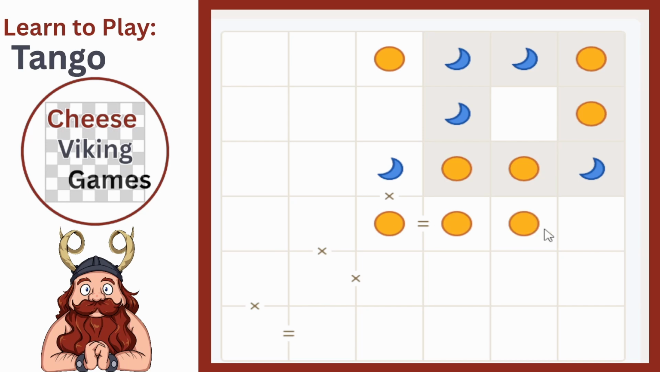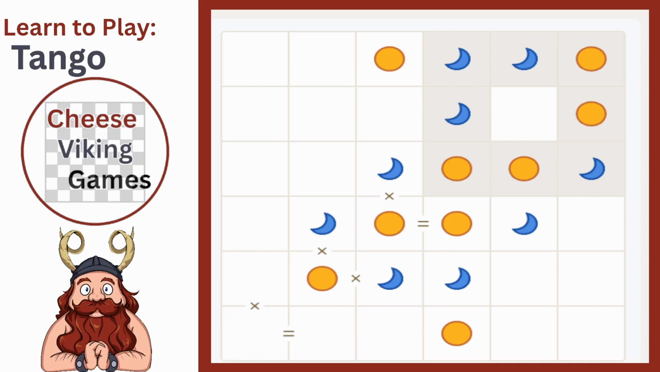Again, we have two circles in a row, so we can't have those be circles. Fill in the rest of our hints. These have to not match, these have to not match. This has to be a moon. And since we need all columns to have an equal number, this must be a circle. So those are the easy fill-ins.